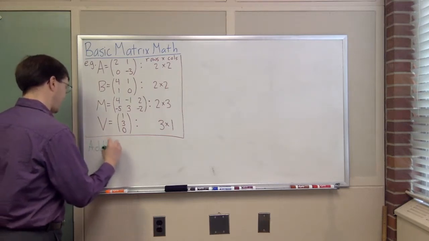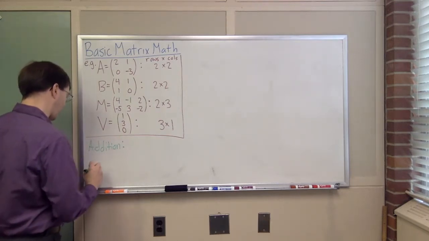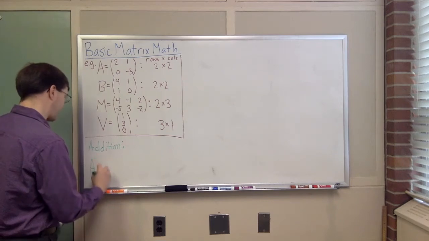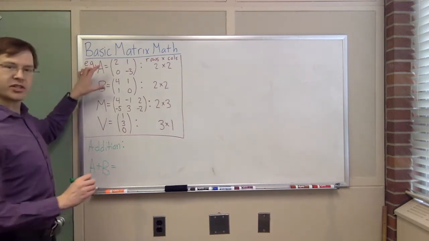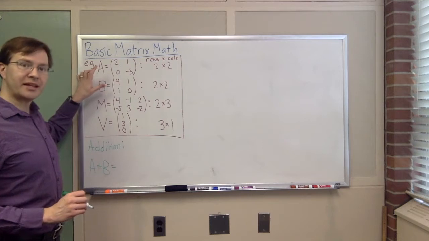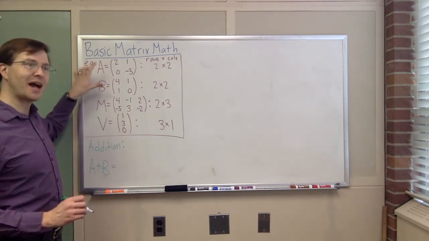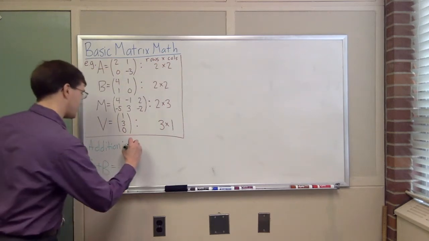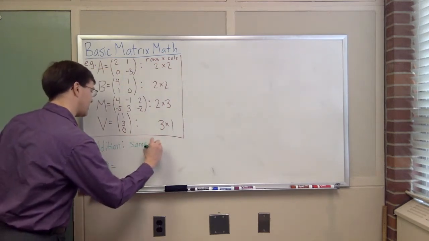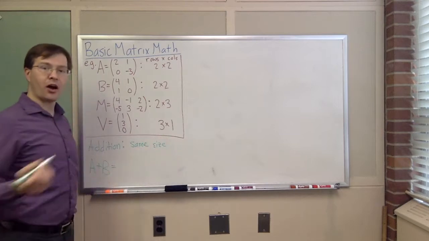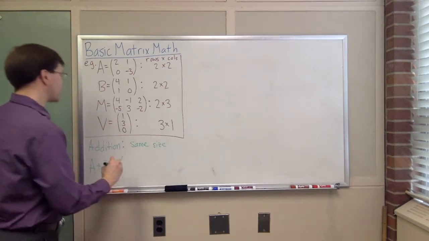And addition for matrices is pretty straightforward. If I want to do A plus B, I look at these two matrices. A crucial thing is for addition to work, the two matrices have to be the same size, same number of rows and columns. So same size. And if they are, all we do, we just go one by one.